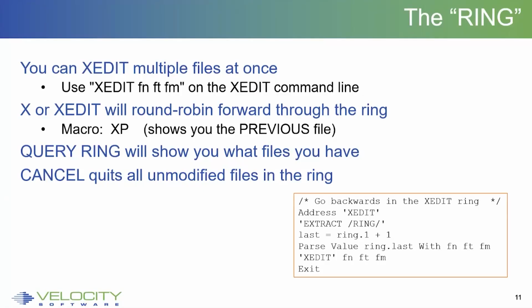If you type the cancel command on the XEdit command line, it will quit all of your XEdit files that you've currently got active, as long as nothing has changed in any of them. If something changed, you'll get an error message to say that something has changed and you need to either save it or Q quit.